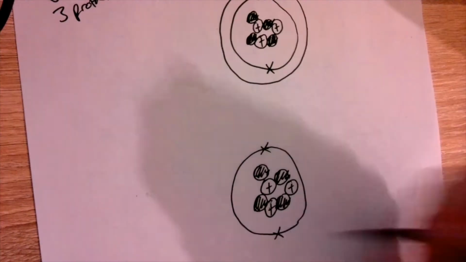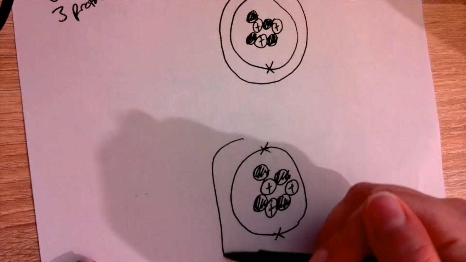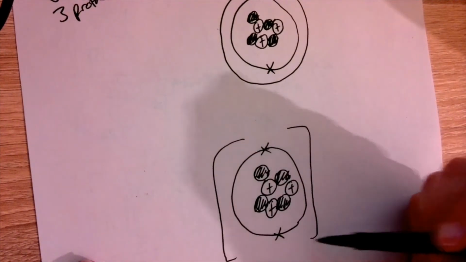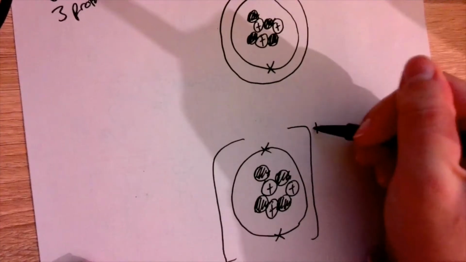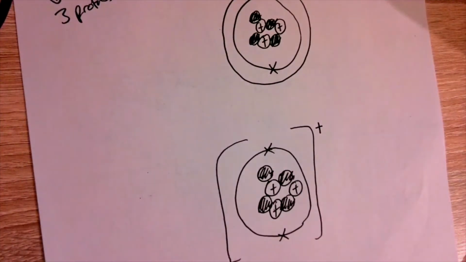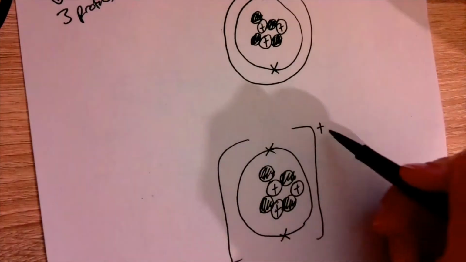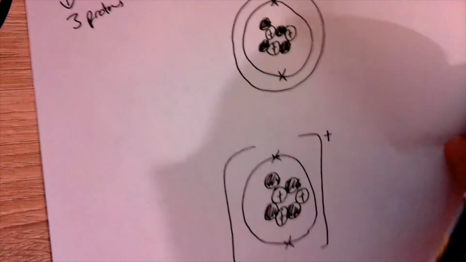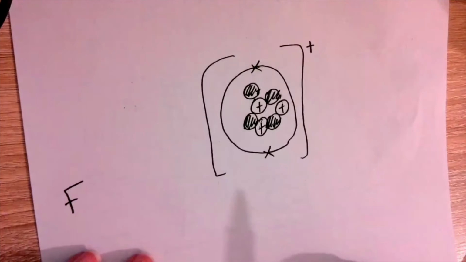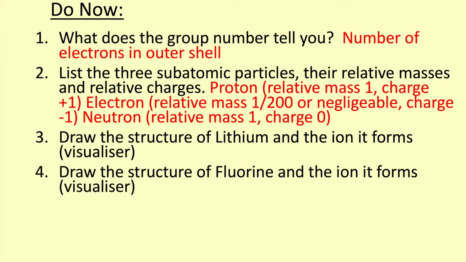And in order to show the charge, so it's lost 1 negative charge, so this now becomes positively charged. So we draw square brackets around it with a plus outside to show that that entire thing has a charge of +1. Draw the structure of fluorine and the ion it forms.